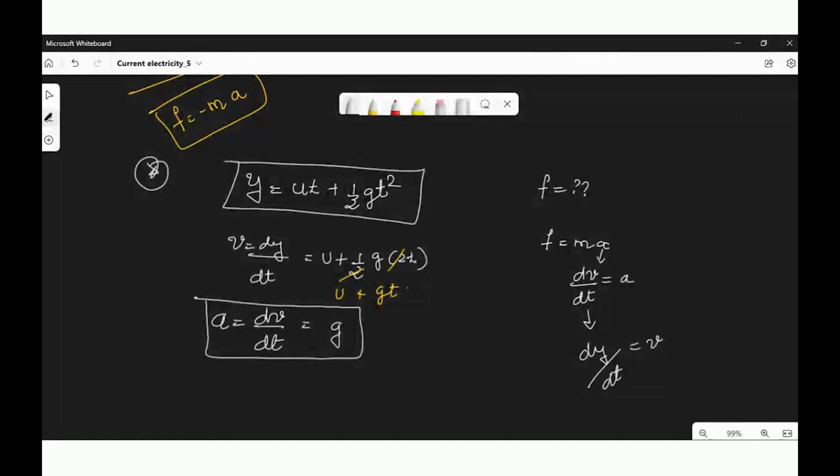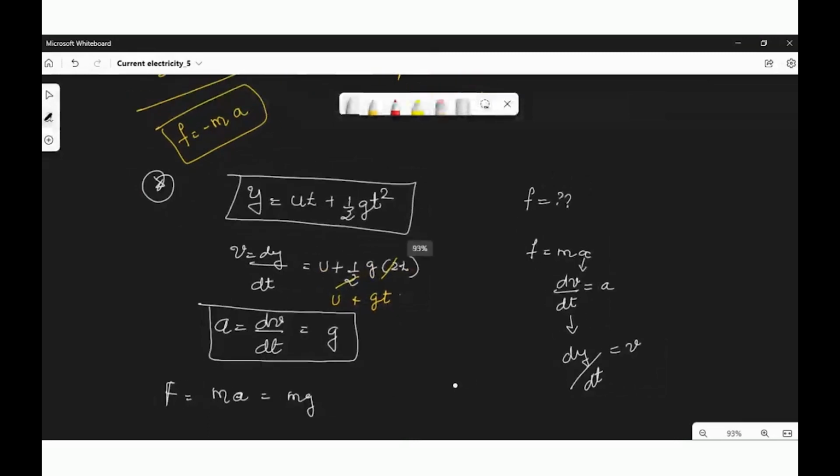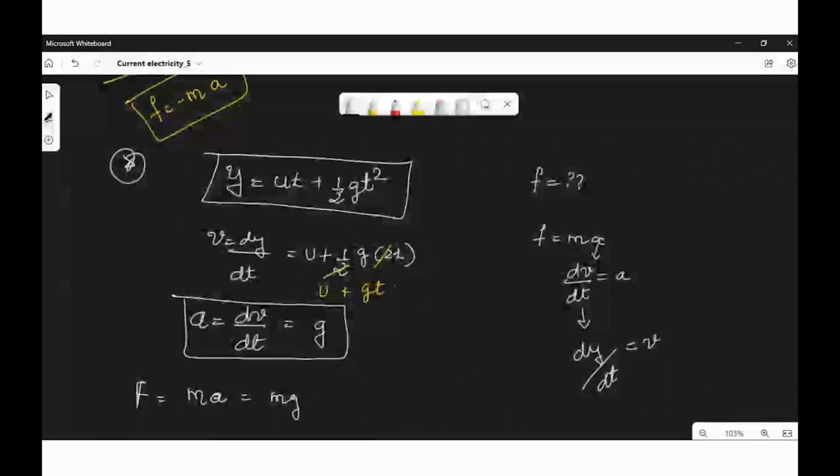Find the force acting on it means what you will do? F is equals to m into a. So that is m into g. It's nothing but the weight of the particle itself we are talking about. M into g is nothing but the weight of the particle. And I think you can recall it: y is equals to ut plus half gt square.